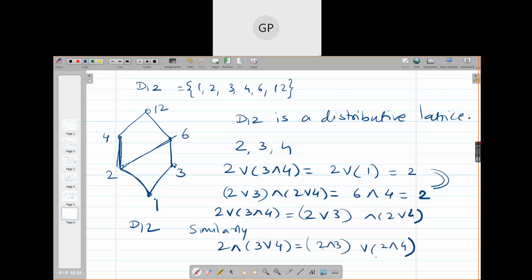You can do it quickly. Here 3 join 4 will be 12, and 2 meet 12 will be 2, so its answer is 2. And what is 2 meet 3? 2 meet 3 is 1 and 2 meet 4 is 2, and 1 join 2 is 2. So its answer is also 2. Okay? So this is a distributive lattice.